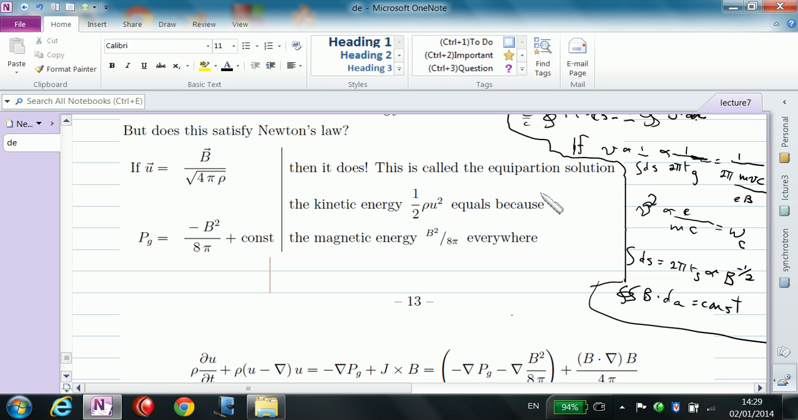Now, this is called the equipartition solution. It does satisfy Newton's law because the kinetic energy, 1/2 rho U squared, equals the magnetic energy, B squared over 8 pi, everywhere, right? 1/2 rho U squared equals B squared over 8 pi.